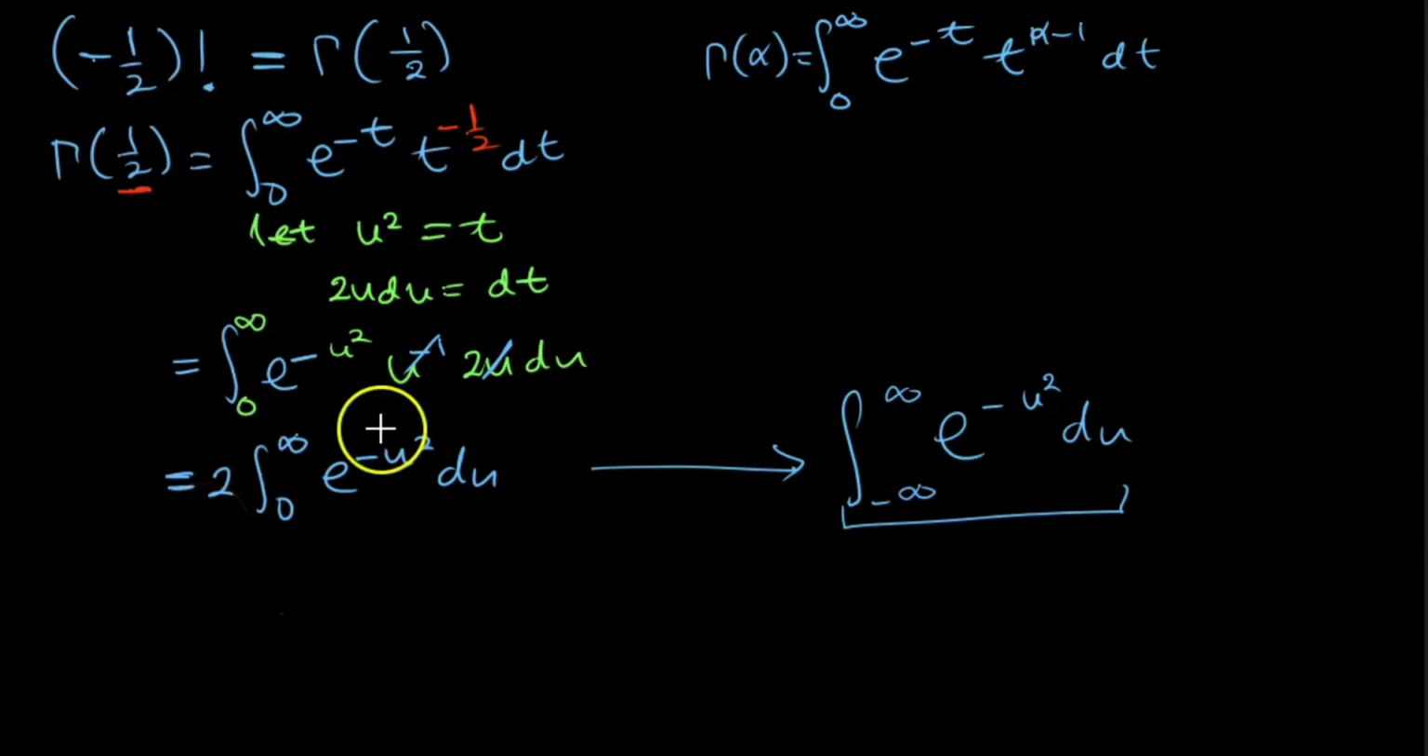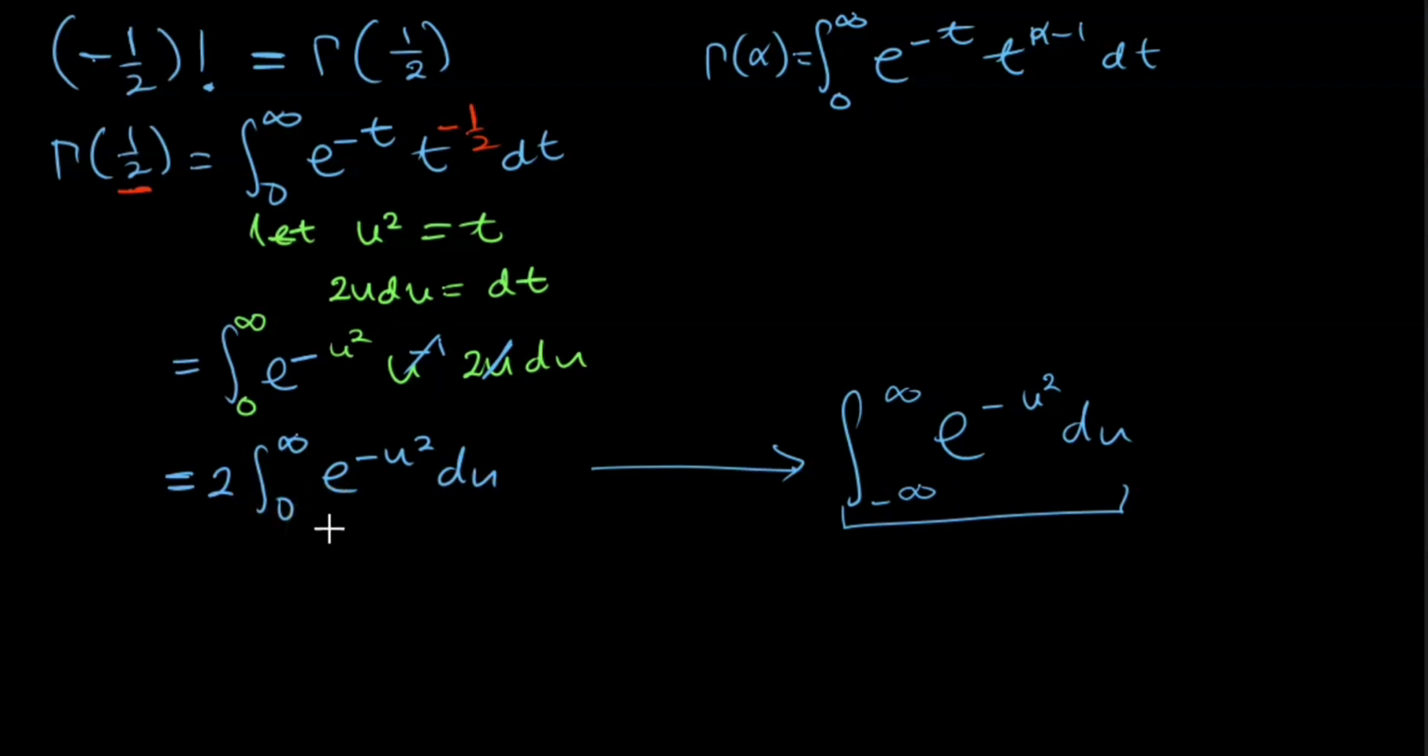Good. But we may ask, how are this and this the same? Well, they're the same because this function right here is an even function. When you evaluate an even function over a symmetric interval, you can just take half of that interval and then double it. Good. Okay, because an even function is symmetric about the y-axis. Sorry for that. Anyway, it is the odd function that is symmetric about the origin.